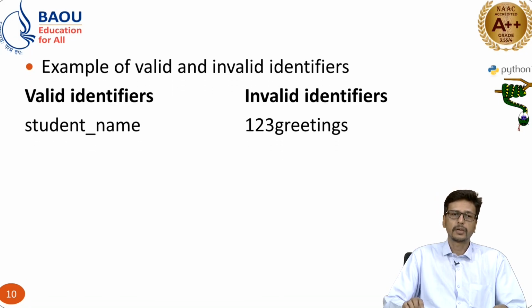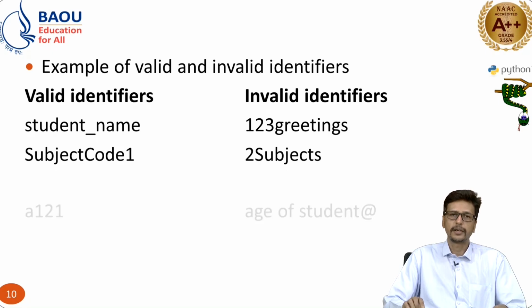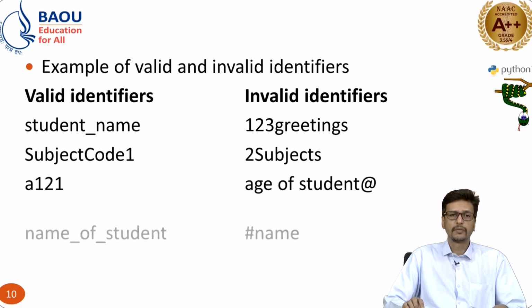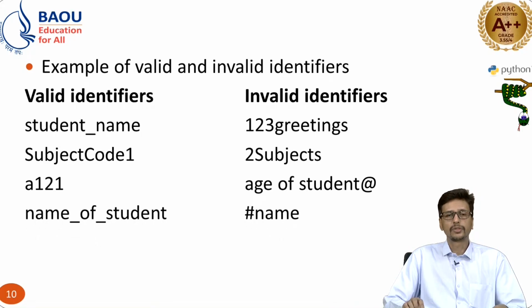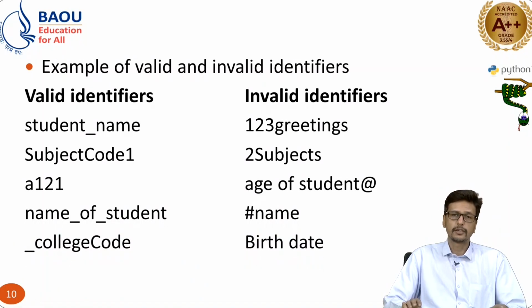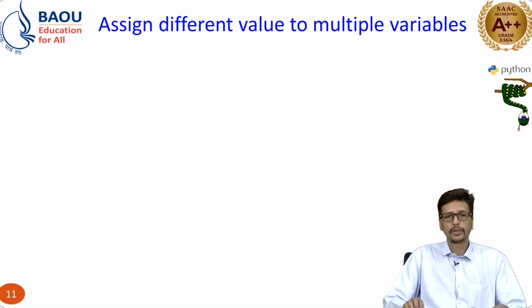Here some examples are given: valid identifiers and invalid identifiers. You can see that all the valid identifiers follow the rules. In the invalid identifiers, the first name starts with a digit, so it is not allowed. The second also starts with a digit, so it is not allowed. The third includes white spaces as well as a special symbol, that's why it is not allowed. The fourth one starts with a special symbol, which is not allowed; only the underscore sign is allowed at the beginning of a name. Lastly, birth date, again has a space, so it is not allowed, right?